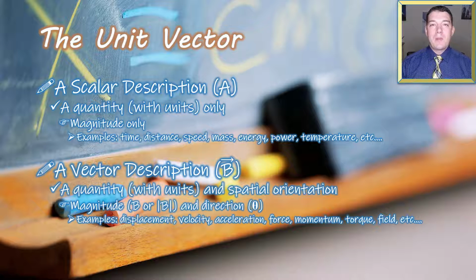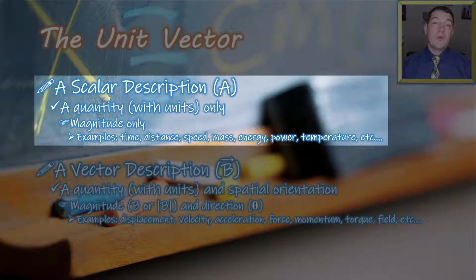The first thing to remember is to be able to tell the difference between a vector property and a scalar property, or something in the universe that we would describe as a vector, or something that we would describe as scalar. A scalar description has magnitude only. It means that it's described by a number with a related unit. As you can see, there are several examples there.